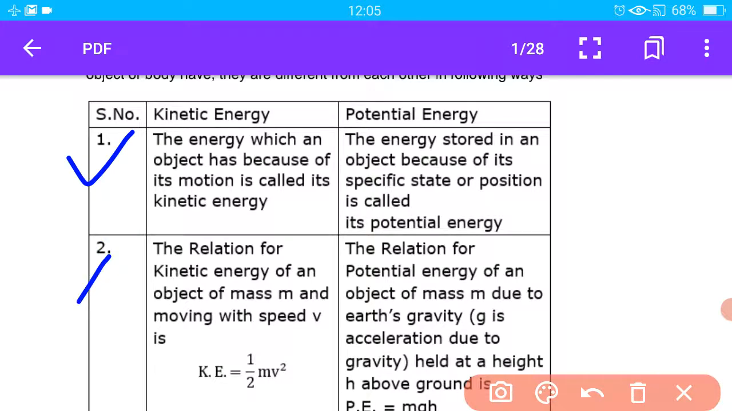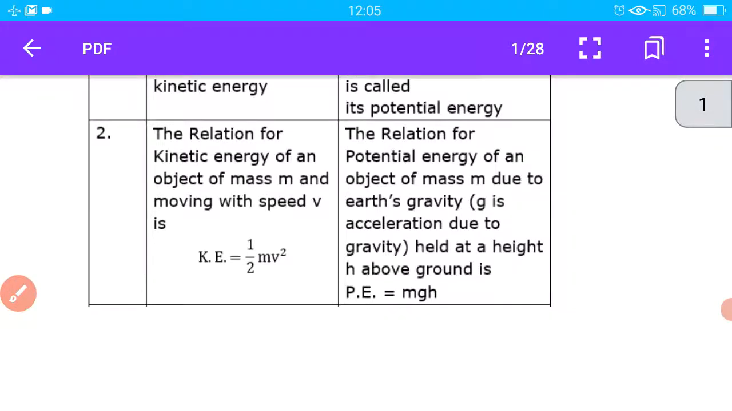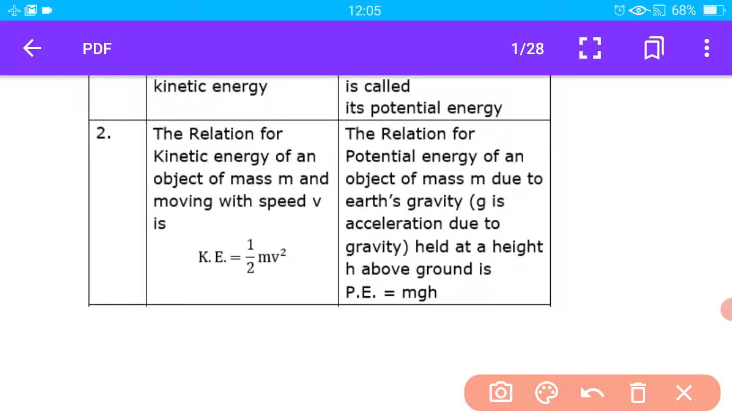Second point. The relation for kinetic energy of an object of mass m and moving with speed v is kinetic energy equals 1/2 mv². Potential energy: the energy stored in an object because of its specific state or position is called its potential energy. Second point. The relation for potential energy of an object of mass m, due to earth's gravity, g is acceleration due to gravity, held at a height h above ground, is potential energy equals mgh.